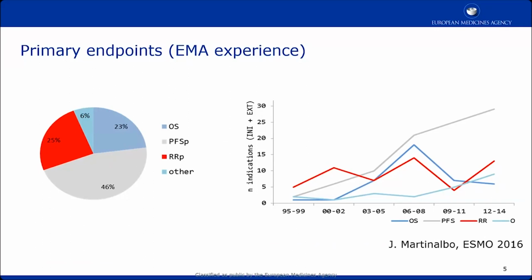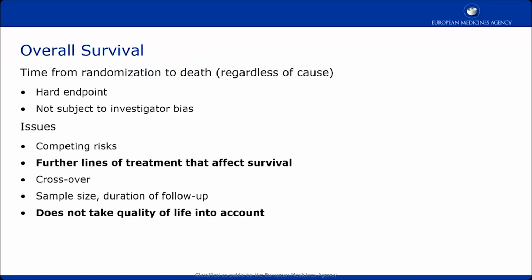But why is it deplored? Because many argue overall survival is a hard endpoint, not subject to investigator bias, is the gold standard. And this has been repeated over decades by, I would say, a majority of regulators, clinicians, patients, and so on. Now, despite the fact that everybody agrees that ideally overall survival is highly desirable, there are issues.